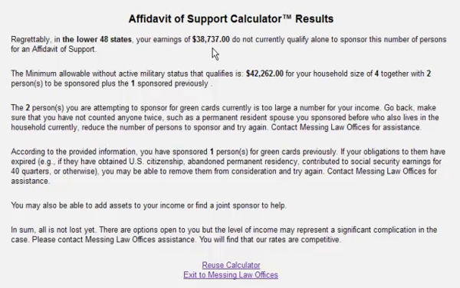The earnings were $38,737. That's correct. Without active military service, the requirement is $42,262, so definitely it's falling short. Household size, remember, was the sponsor plus 1 child living in the household and 2 other children living with the ex-spouse, required to be shown on the affidavit of support as dependents, for a total of 4. 2 persons coming in, the new spouse plus the stepchild under 18 at the time of the marriage, plus 1 person sponsored previously.